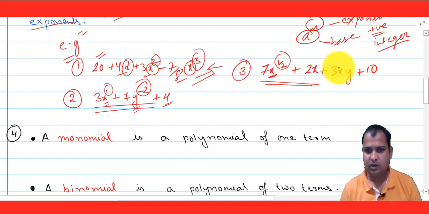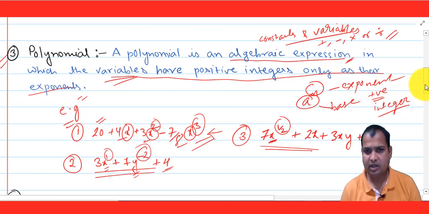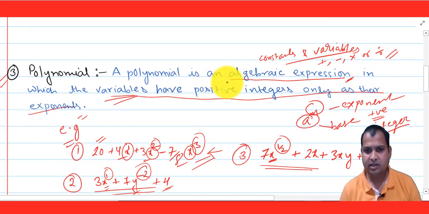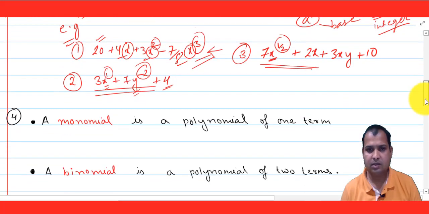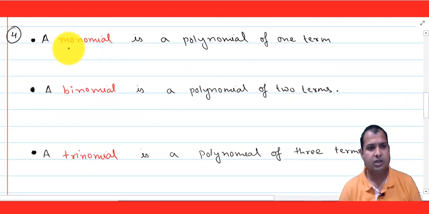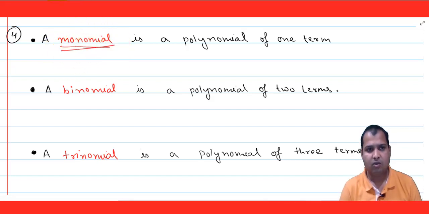So hope the definition of polynomial is clear. Polynomial is nothing but an algebraic expression in which each variable will have a positive integer as its power. Now see types of polynomial. First one is monomial. Now what do you mean by monomial? Monomial is a polynomial of one term.